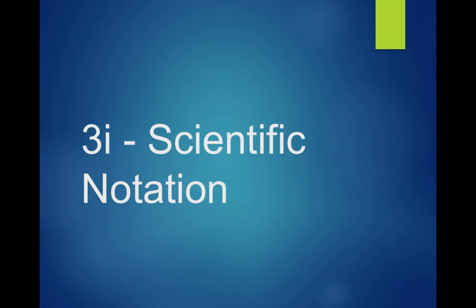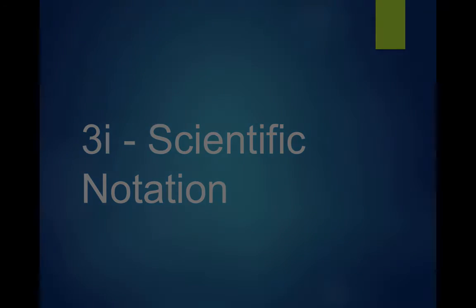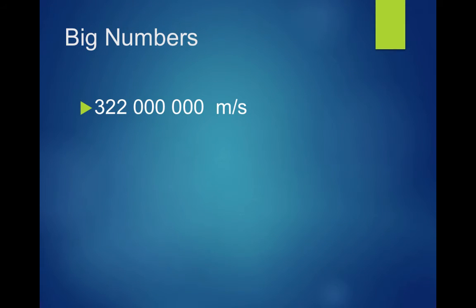Scientific notation is a method of taking large or small numbers and writing them in a standard way, so that it's less tedious to write, less prone to error, and less difficult to say. Let's take a look at some large numbers.